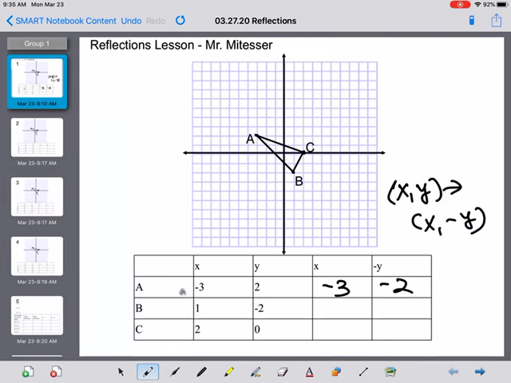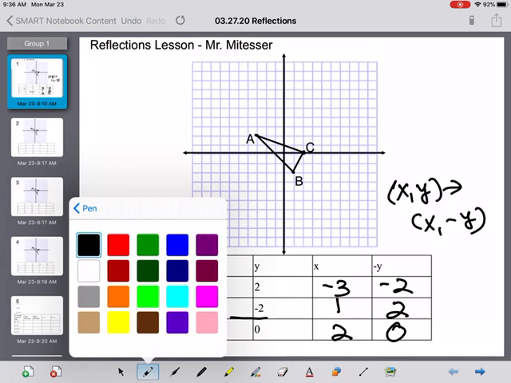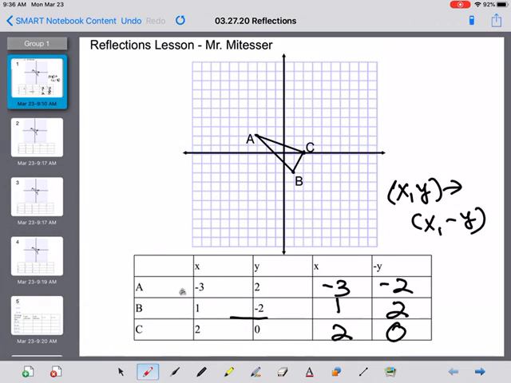So here the pre-image is (1, -2), so this will become (1, 2). Then letter C would be (2, 0), because the opposite of 0 is 0. So let's graph those. Let's change the color. So (-3, -2) goes here, and we'll call that A prime. And then (1, 2) will go here, we'll call that B prime. And then C goes to 0, so it's at the same spot as C. And then you can connect those points.